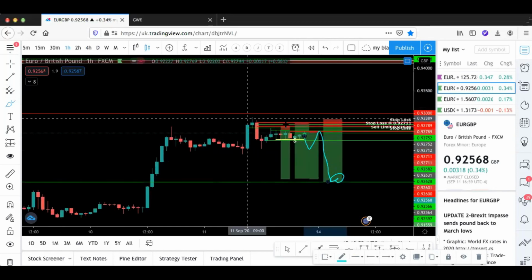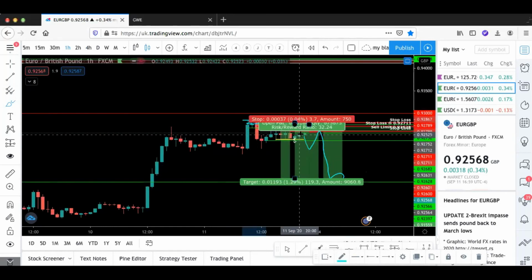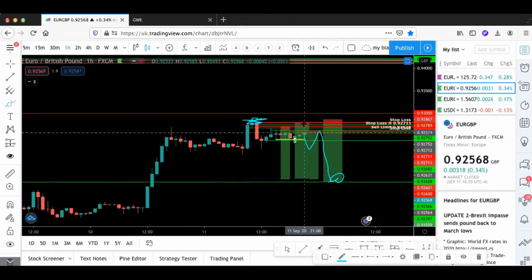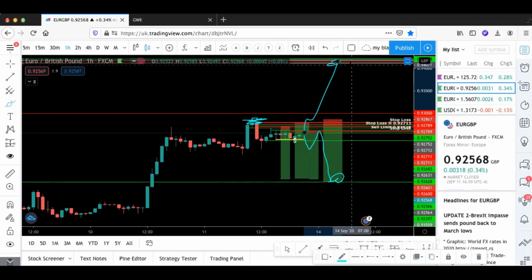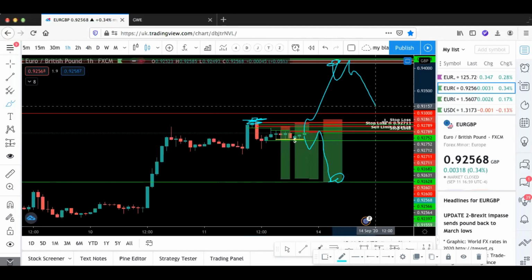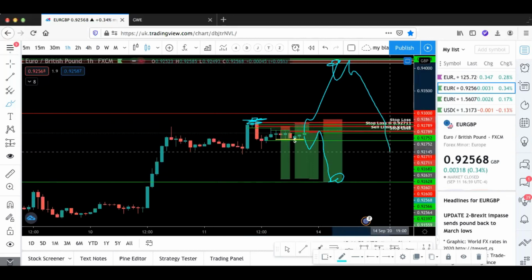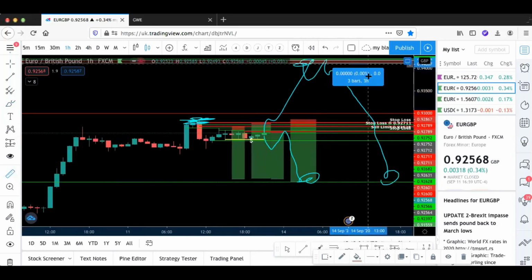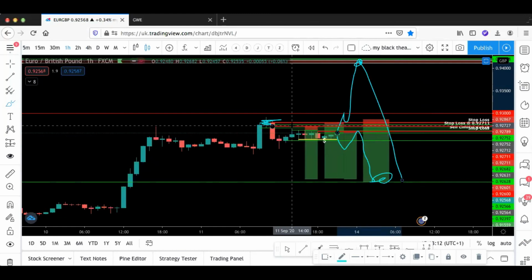Suppose the price breaks this high, then we could expect one more push to the upside towards this level. Then potentially we could anticipate some selling opportunity from this area based on price action. So we could enter like this, and we could anticipate some move towards the downside to here. It's potentially a bigger opportunity. That's it for now.